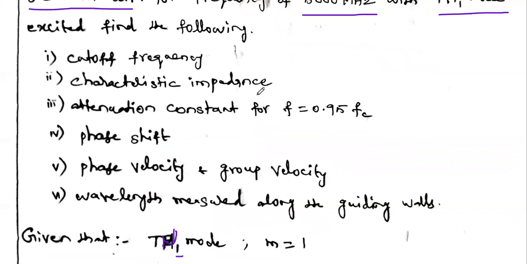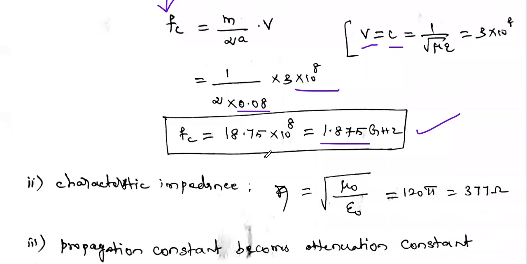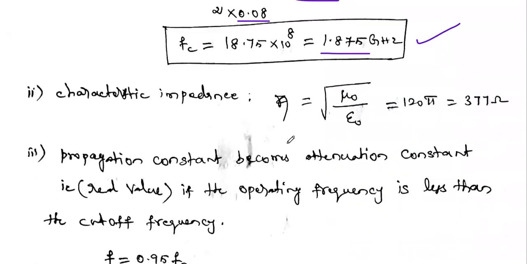And the second question, characteristic impedance. What is the characteristic impedance? The characteristic impedance eta is nothing but the square root of mu naught by epsilon naught. This is a constant value, 120 pi. If you substitute the pi value, we get 377 ohm. So it is 120 pi or 377 ohm.